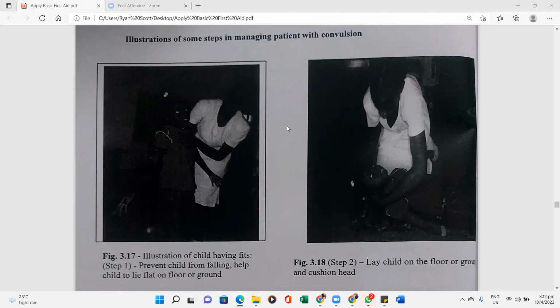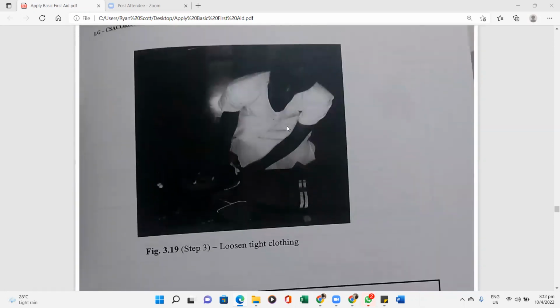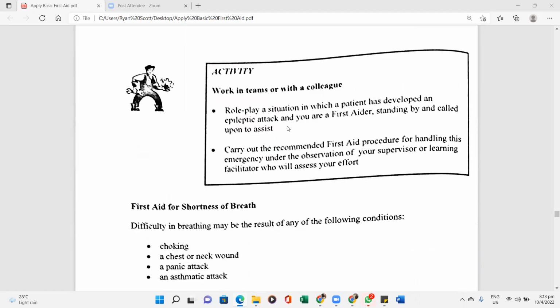All right, scroll down. Okay. You loosen the tight clothing for the patient. Scroll down. All right, something was missing there.